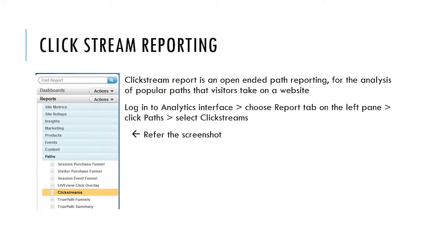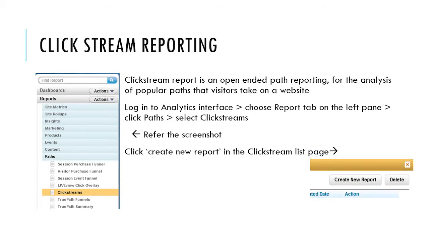If you're looking to generate one of the CLICKSTREAM reports, you have to log into your interface. Select the Report tab on the left pane and click Paths. Select CLICKSTREAMs. You can also refer to this screenshot available here. Once you click on the CLICKSTREAMs report, another small window opens. You can select if you want to view a previously made CLICKSTREAM report, or otherwise you can click on the Create New Report button on the next window.